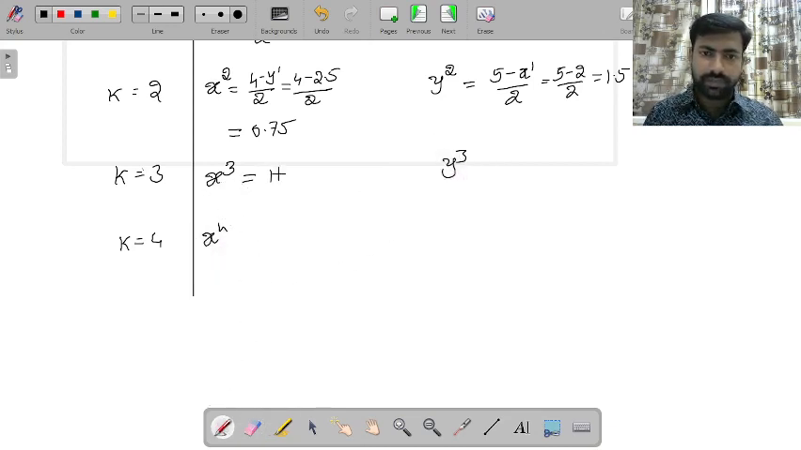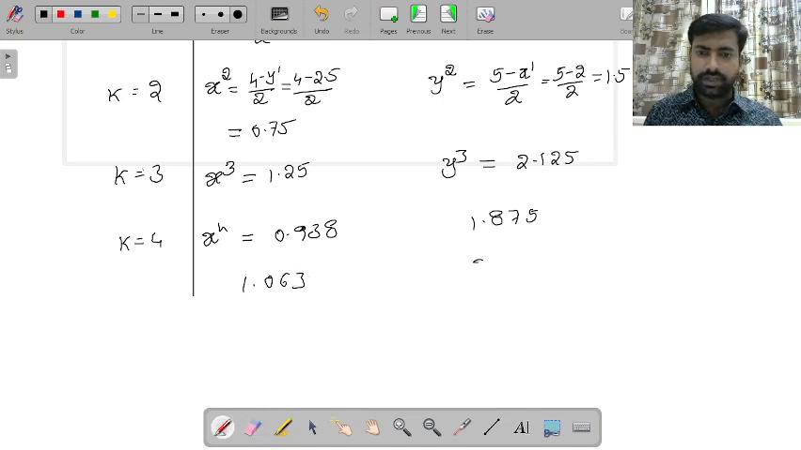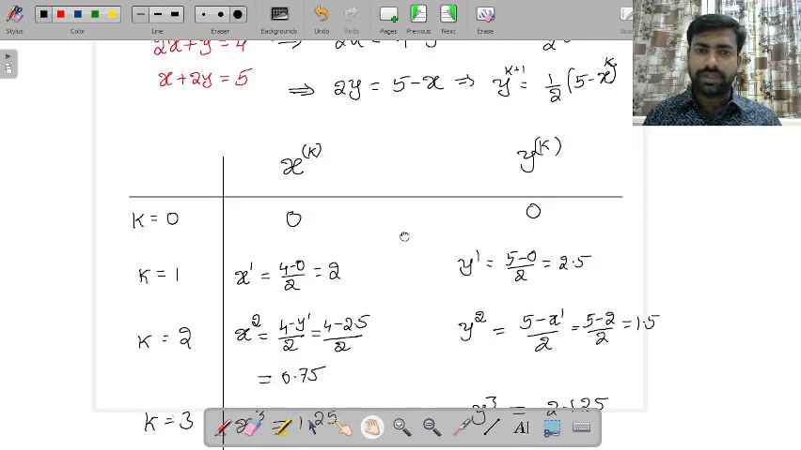So at the third step we got 1.25, whereas this one is 2.125. At the fourth step this is 0.938, and this is 1.875. Next 0.63, sorry, it is not 0.63, it is 1.063, and next 2.031, and next 0.9, next 1.96. If you observe, this one converges to 1, whereas this one converges to 2, and that is the actual solution of this system.